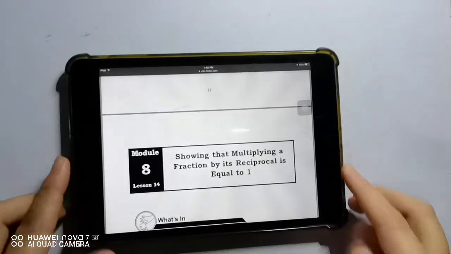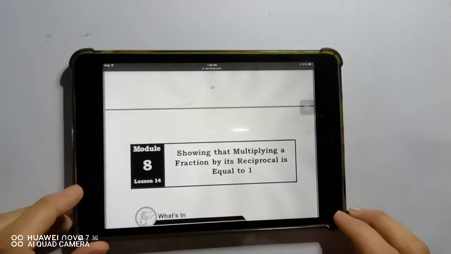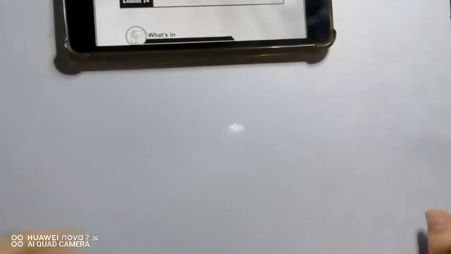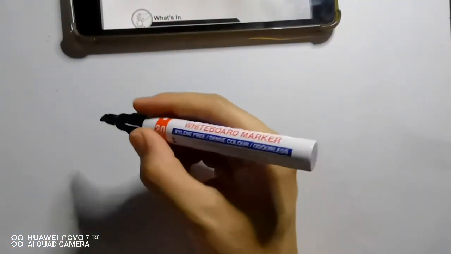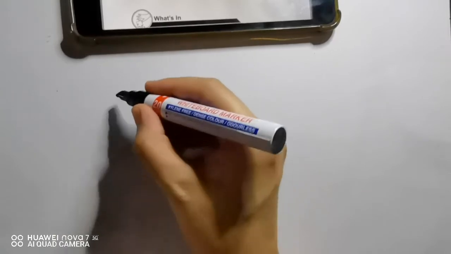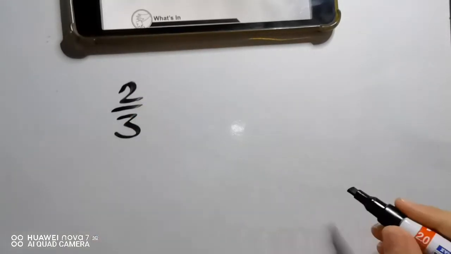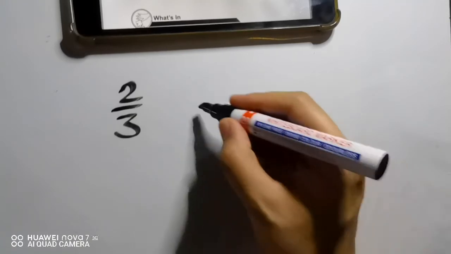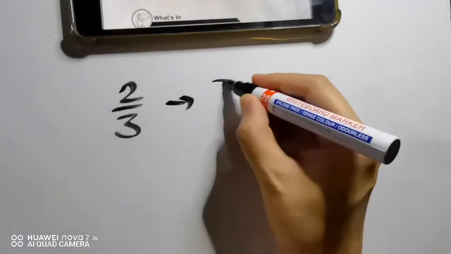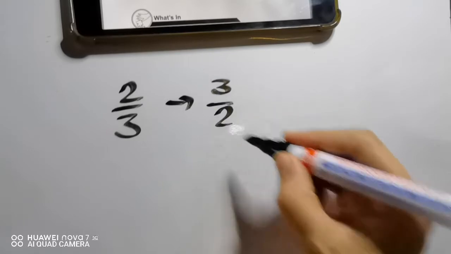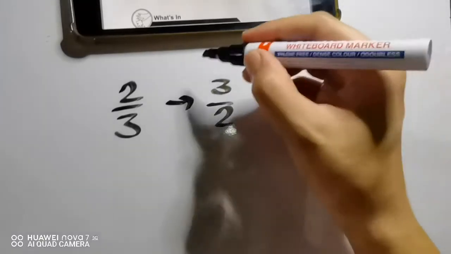Kaya, ito din sabi diyan na showing that multiplying a fraction by its reciprocal is equal to 1. So, paano ba yun? When we say reciprocal, it is the invert of the given fraction or the given number. So, halimbawa, the given number is 2 over 3. Okay? Ang reciprocal niyan ay 3 over 2. That is what we call reciprocal.